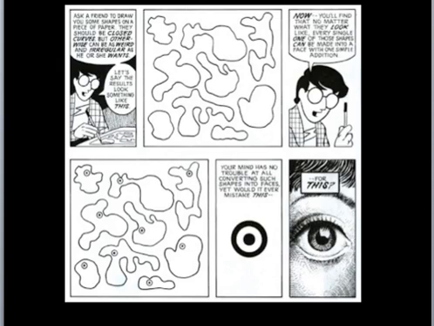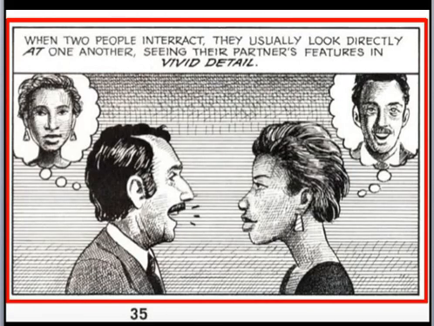In this particular grid, he's showing how the eye makes sense of patterns in order for it to translate into actual things or items. So when two people interact, they usually look directly at one another, seeing their partner's features in vivid detail. So he shows the woman and the man looking directly at each other, then the little thought balloon's coming up. And in the thought balloon, she's seeing exactly who she's looking at, and he's seeing exactly who he's looking at.